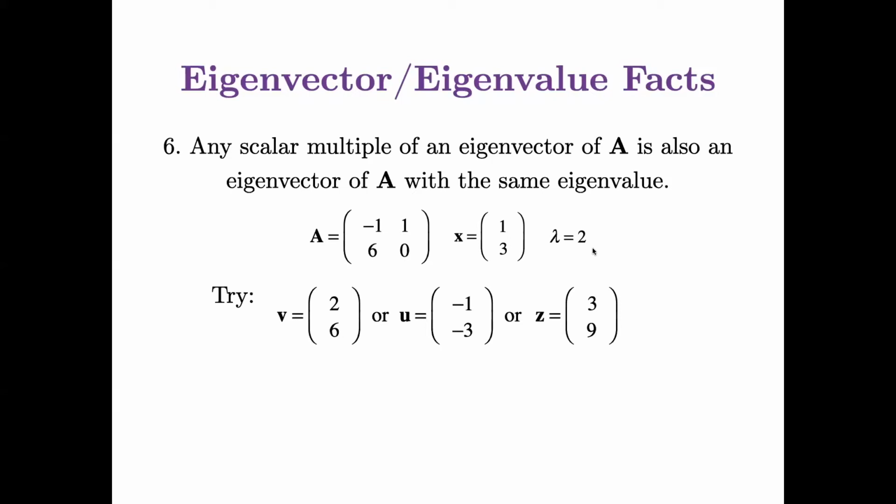So I want you to pause the video and try and see what happens if I put the vectors V, U, or Z into the eigenvector equation. If I multiply A times V, what I should end up with is still 2 times V, because V is also an eigenvector of A associated with the same eigenvalue.